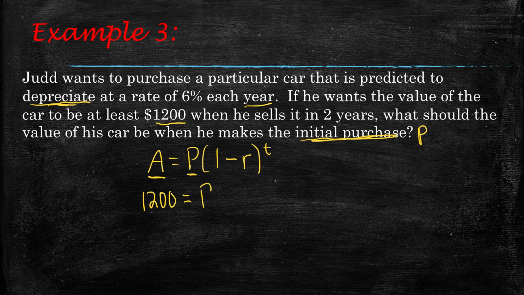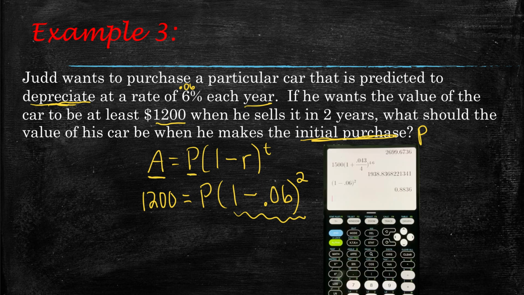We're trying to find the P value, and we're going to do 1 minus the R, which is 0.06 if we convert it to a decimal. And this is going to be 2 years later, so the T is 2. Okay, so we're going to need to figure out what this part is right here. So let's type that part into our calculator. All right, so that part comes out to be 0.8836.